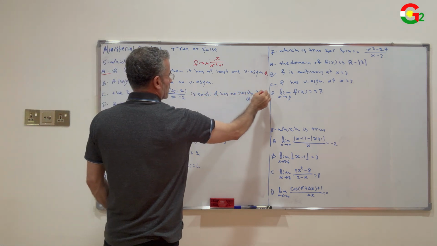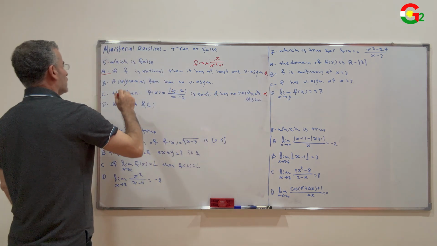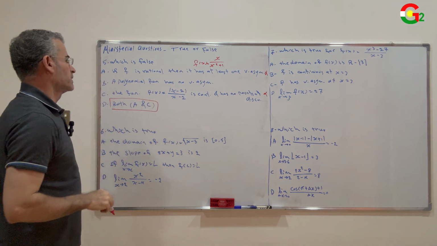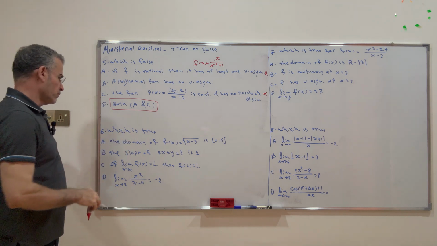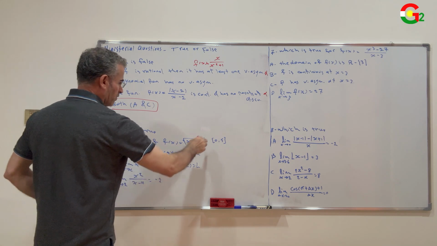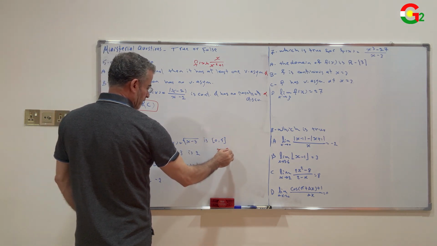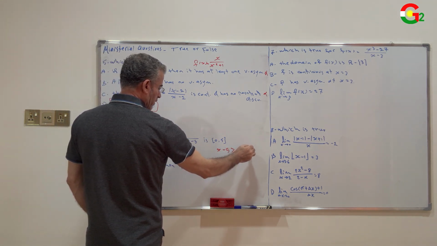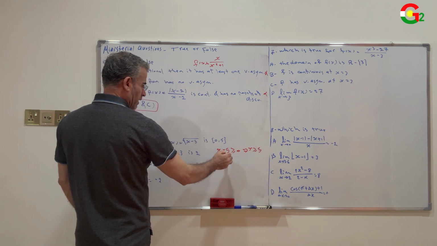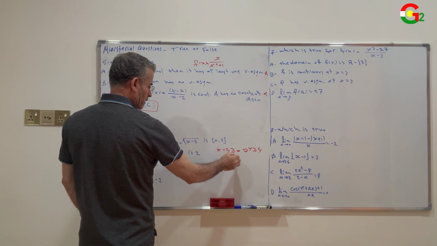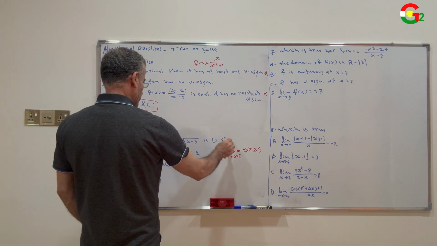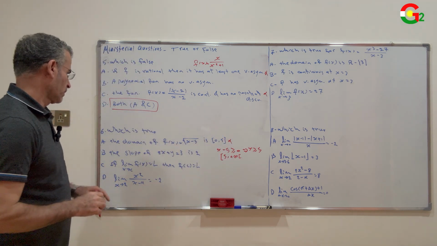So this statement is also false. The right choice is both A and C. Which is true? The domain of the function square root of x minus 5 is 0 to 5. If we set x minus 5 greater than or equal to 0, then x is greater than or equal to 5, then the domain is 5 to positive infinity, and this statement is wrong.